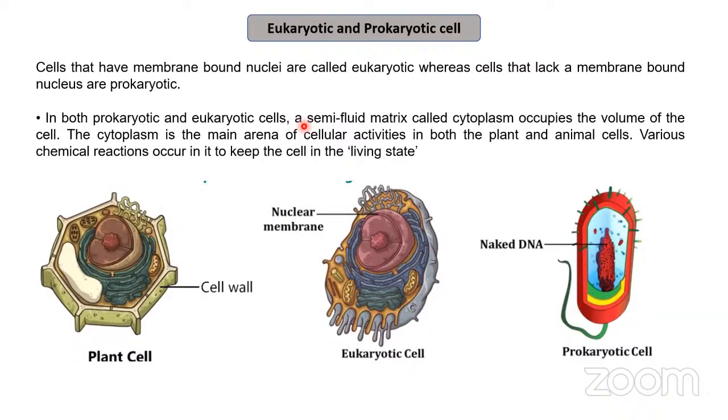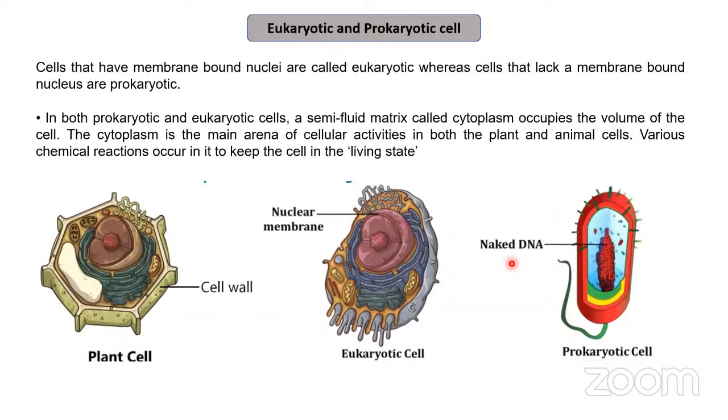So basically, cells can be divided into two types. The first is the eukaryotic and the second is the prokaryotic. What is the basis of classification of eukaryotic and prokaryotic cells? Cells that have a membrane-bound nucleus are called eukaryotic. This membrane-bound term is really important when we decide whether a cell is eukaryotic or prokaryotic. In eukaryotic cells, the nucleus is itself surrounded by a membrane, while in prokaryotic cells, the nucleus is not surrounded by a membrane, as we can see in this figure.